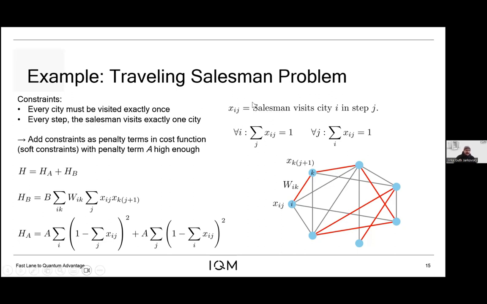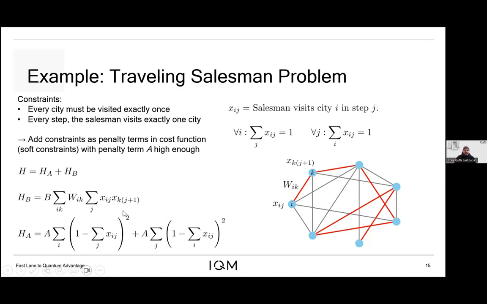And it tells us that we can add these constraints into the Hamiltonian as penalty terms. So from hard constraints we make soft constraints, but we can still make them hard enough that it's never advantageous to break these constraints in order to get a lower value of the cost function. So here's an example of how the Hamiltonian would look. The full Hamiltonian will have these two terms.